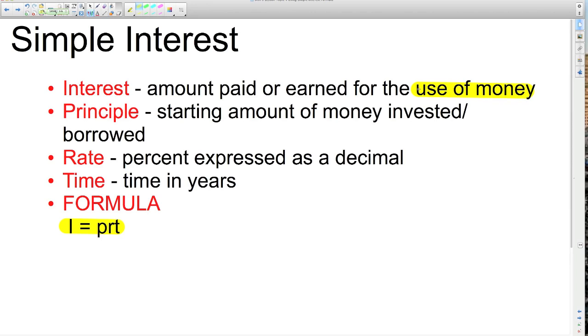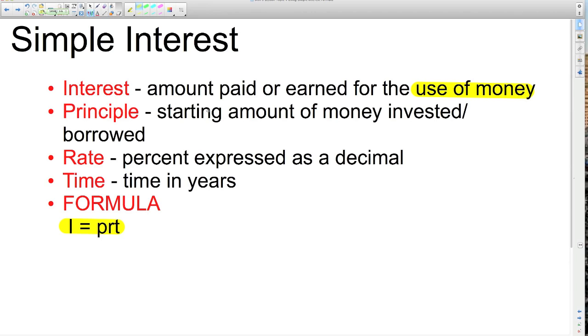You are either going to pay interest or you're going to earn interest. If you pay interest on something, it's because you took a loan of some sort, borrowed money from a bank or a person, and you have to pay back what you borrowed plus the interest. If you earn money in interest, it's because you've invested your money into a savings account or a certificate of deposit, otherwise known as a CD.